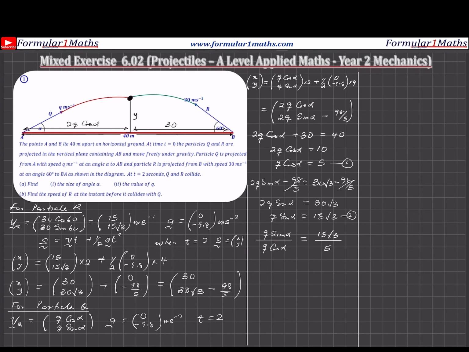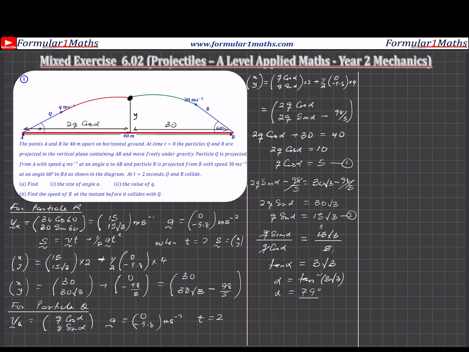So this and that can cancel, and then I have 5 here goes 1 and 5 goes to 3, and so I have tan alpha is equals to 3 root 3. That means alpha is equals to tan inverse of 3 root 3, and that will give me alpha equals to 79 degrees. And so that's the value for the alpha.